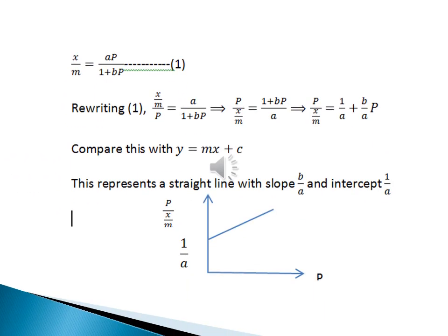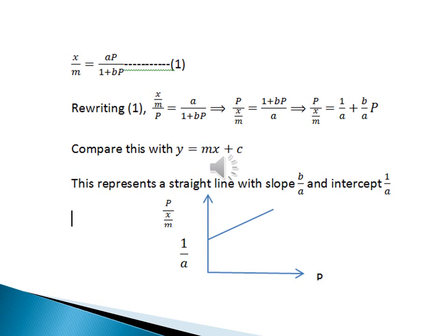In the second slide here, what I have done is rewrite x by m is equal to AP by 1 plus BP. I've brought the P down, so this becomes x by m by P is equal to A divided by 1 plus BP. Now you take the reciprocal of that. So P will go up, x by m will come down, 1 plus BP divided by A. So that is P by x by m. Now you divide the right hand side each term by A. So 1 by A plus BP by A.